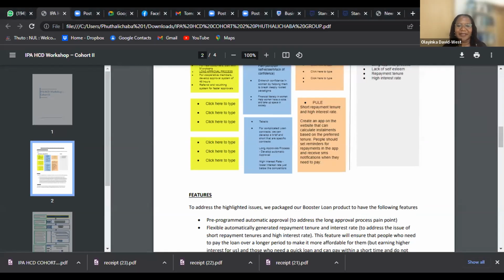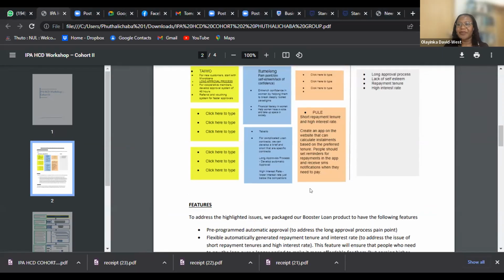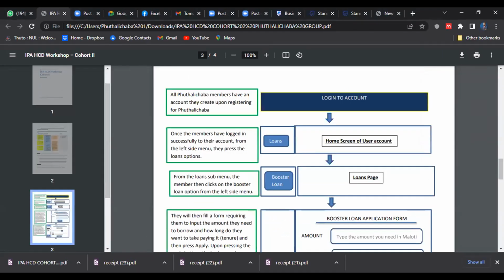Great. The floor is yours. Please go ahead. Okay. This is how members from Phutalichaba can be able to access loans.